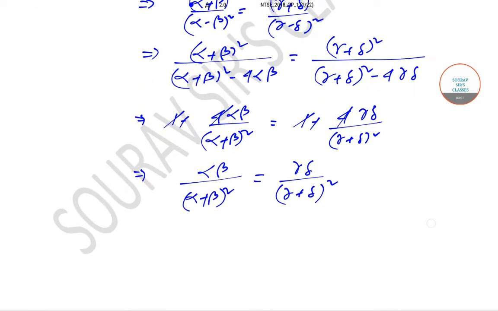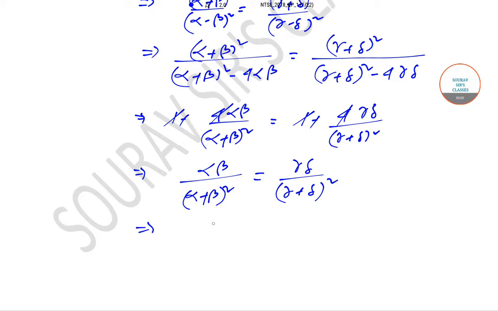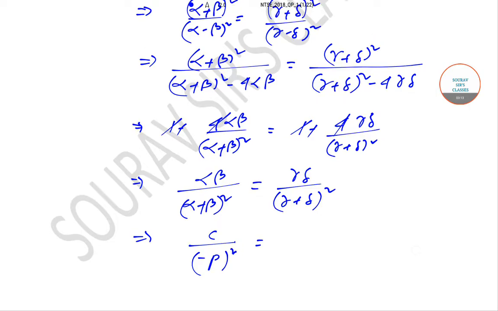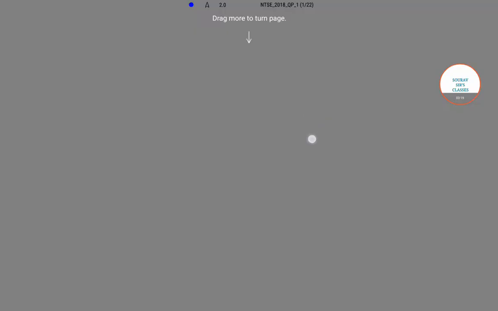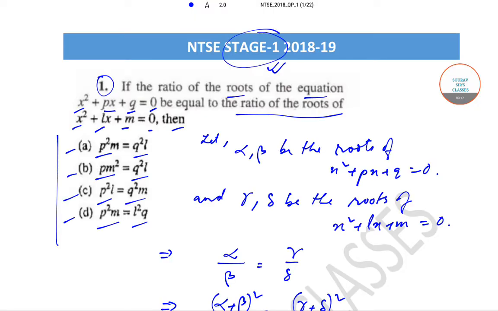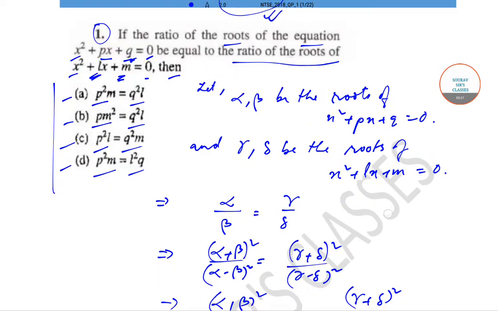So now we know that alpha beta is equal to q, and alpha plus beta is equal to minus p. This is minus p whole square. Let us find out the value of alpha beta once again. So alpha beta, as you can see over here, will be equal to q, and gamma plus delta will be equal to minus l, and gamma into delta will be equal to m. So these are the values that we'll be using over here.